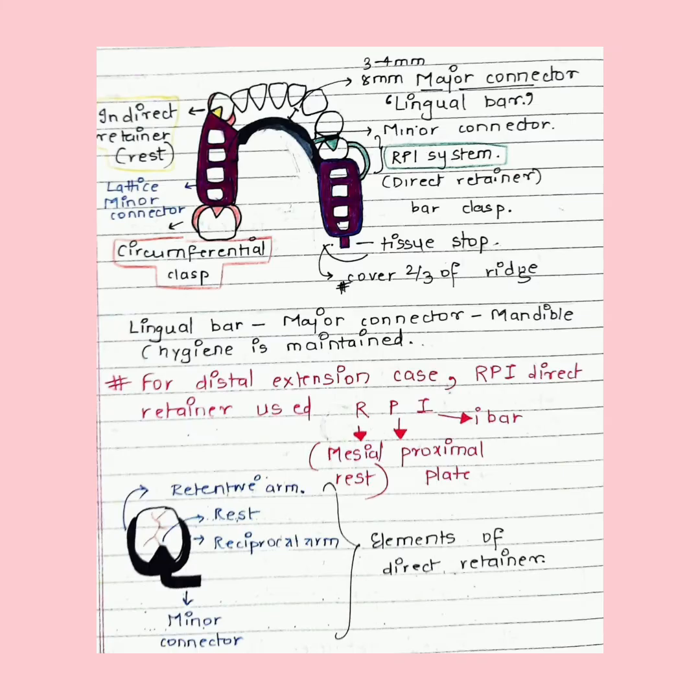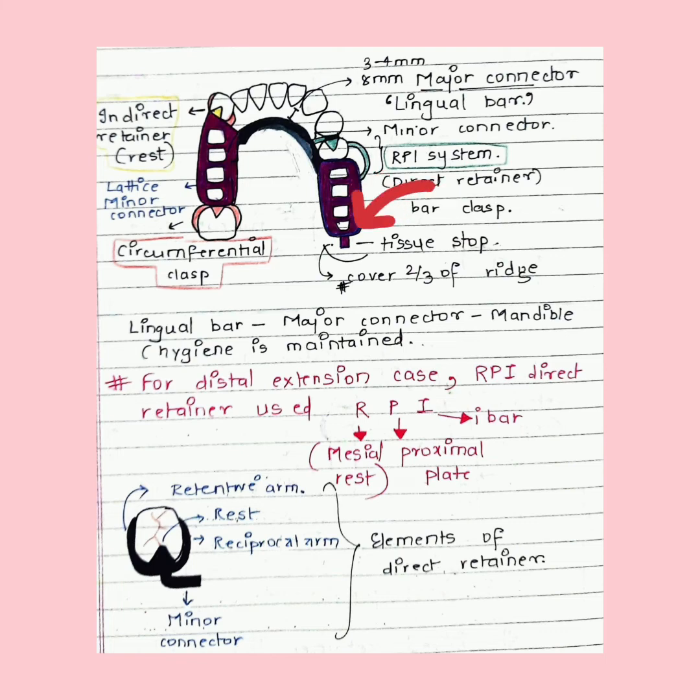And oh, I forgot to tell you, this is mandible. So the choice of major connector will be lingual bar. And in the edentulous spaces, we'll give a lattice minor connector. Lattice is always preferred as it provides good acrylic packing. This is the place where the acrylic will sit, acrylic with artificial teeth on it.